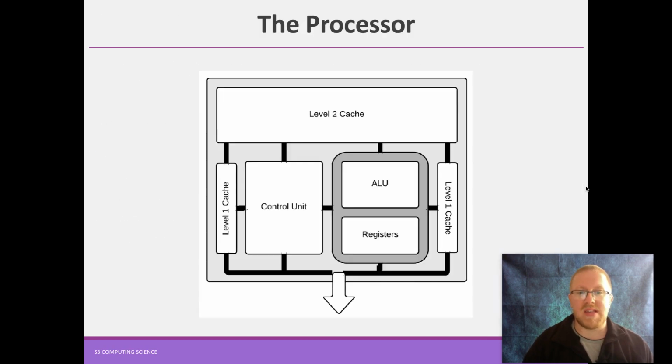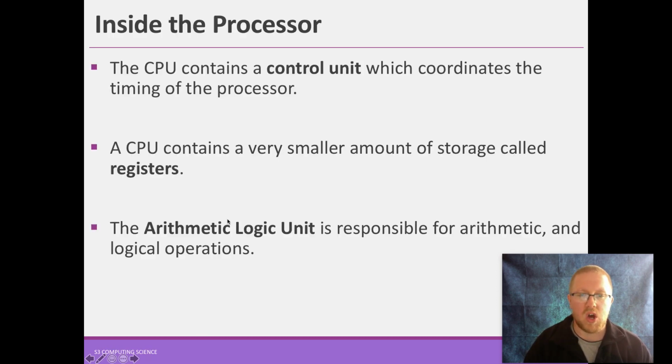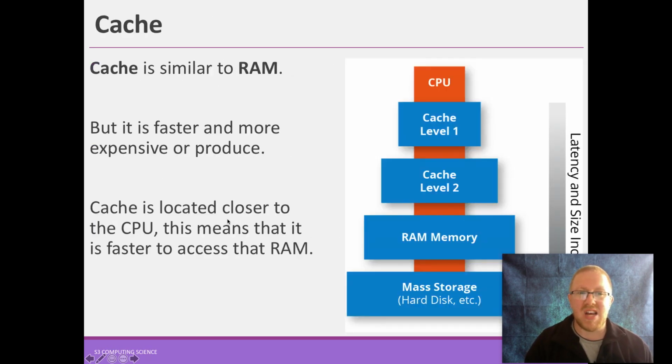If we look at the side here, attached also to the processor could be something called cache. Cache is similar to RAM, but it is faster than RAM, and because it is faster, it is more expensive to produce. So a processor might not have as much cache as it does RAM. And because cache is located closer to the processor than RAM, that means it's faster.